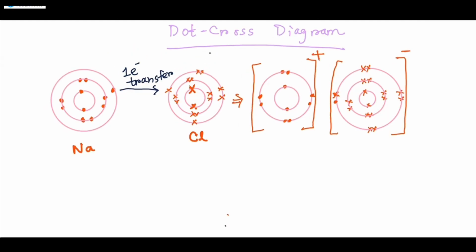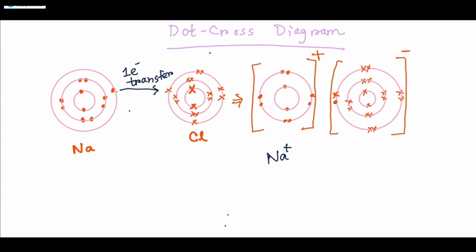This is the dot cross diagram to visualize what is actually happening. In the first shell, there are 2 electrons, sodium, then 8, then 1 electron. 1 electron will transfer to the chlorine. Chlorine will gain 1 electron and sodium will lose 1 electron. If sodium loses 1 electron, then sodium becomes sodium plus ion, and chlorine gains 1 electron here.